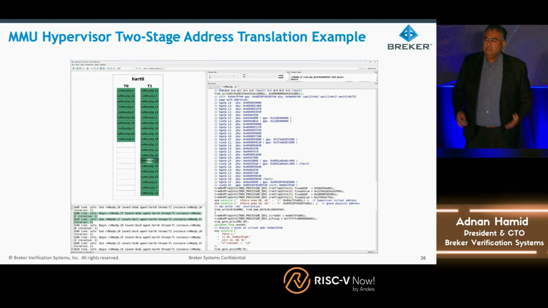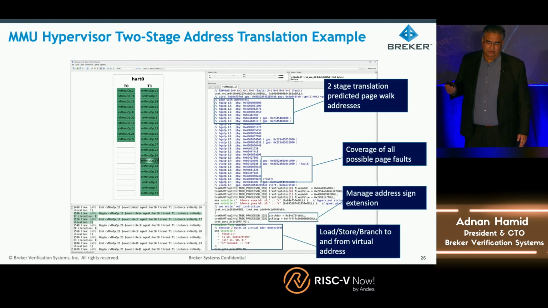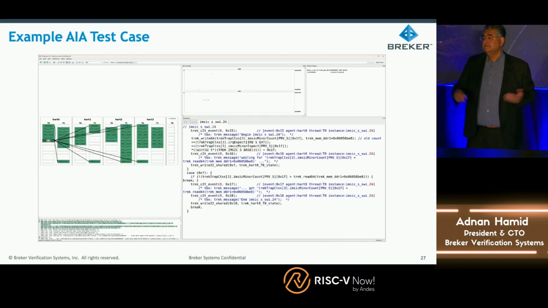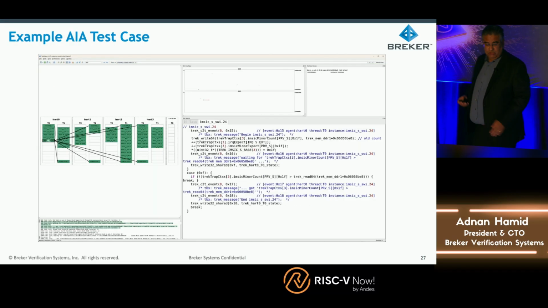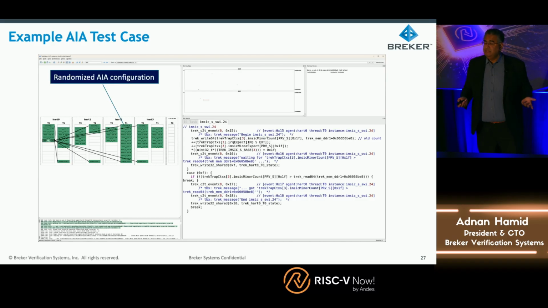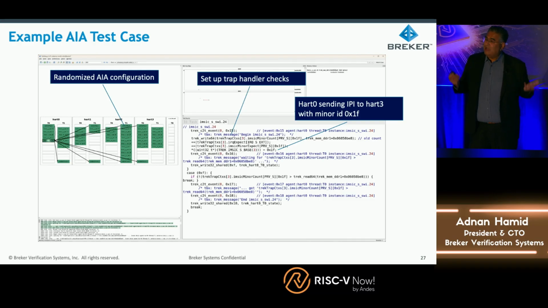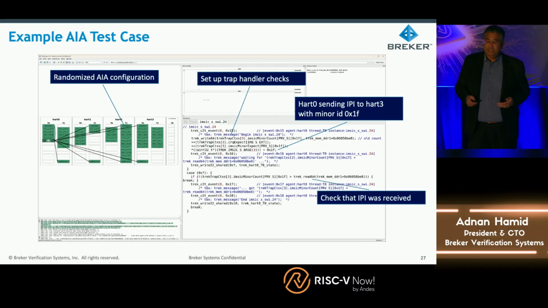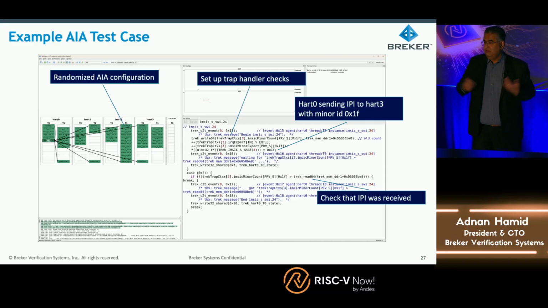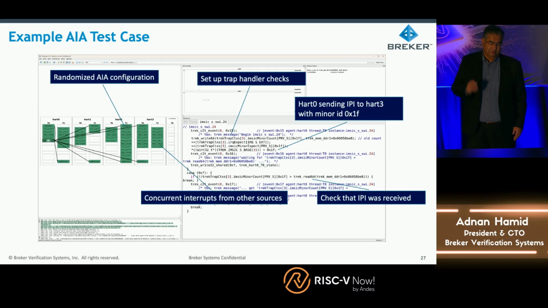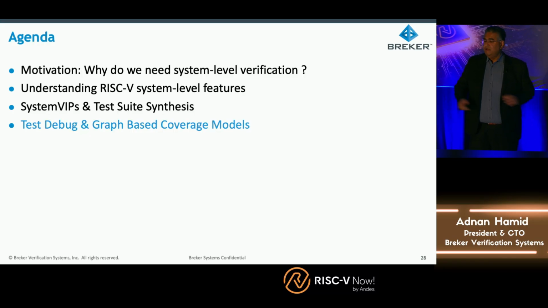Okay. This is an example of the kinds of tests we will generate, right? So we have some debug view where you can see what the test looks like. In this case, you're seeing one core with multiple threads running on it, and we can walk through the various stages of what the test is doing. Here's an example of an AIA test, which maybe is a little bit more interesting, where we are randomizing the AIA configuration, we are setting up trap handlers, we are driving an interrupt, and then we are checking to see that the right interrupt was properly reported by the trap handlers. Okay. And then you do this concurrently, right?